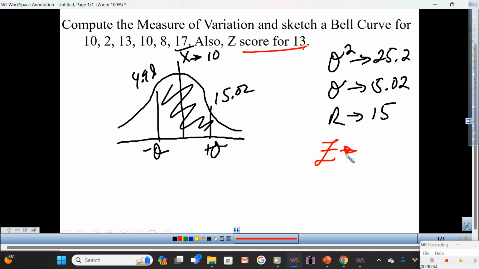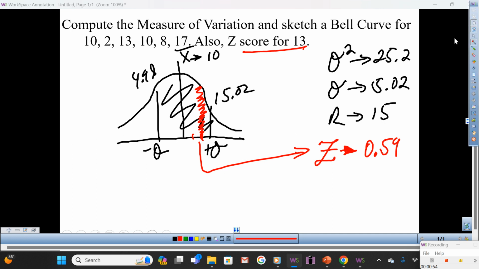Share with your neighbor, see what you got for your z-score. And Diego's going to pass it to someone. Diego, pass someone. Joseph? 0.59. So that's like almost 2/3 of the way. So 2/3 of the way in the positive direction. It's about right here. So that's the z-score for 13. All right. Not bad, not bad.